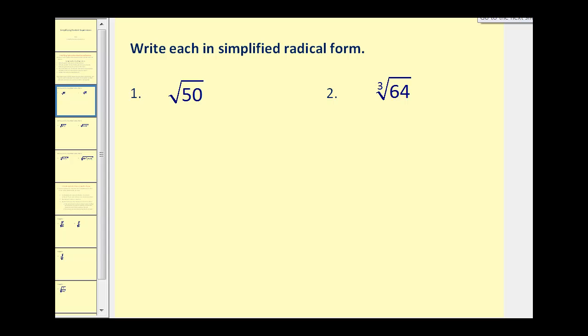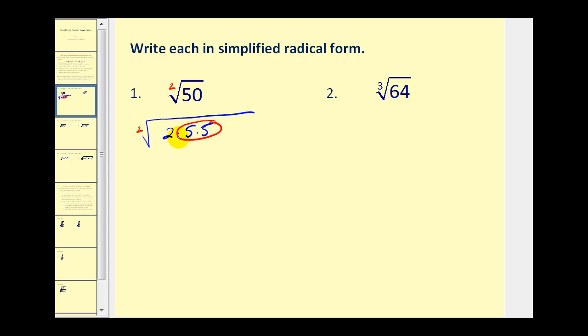If we want to simplify the square root of 50, remember the index would be 2. We're going to write this out in prime factored form. 50 is 2 times 25, and 25 is 5 times 5. Since the index is 2, we'll circle the equal factors in groups of 2, as we see here.